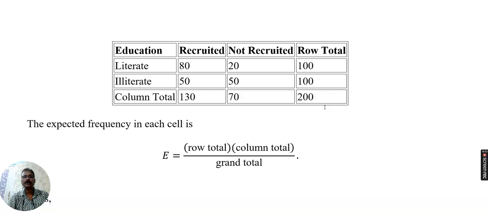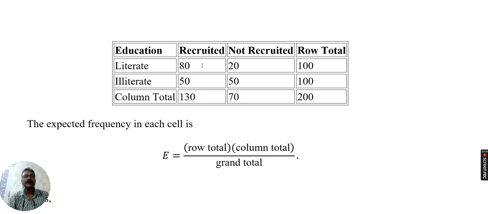So 200 is the grand total. Now, how can we calculate the expected frequency? For each cell, you need to calculate expected frequency. This is cell number 1, suppose cell 1. So how can we calculate? Cell's expected frequency is row sum into column sum divided by grand total.